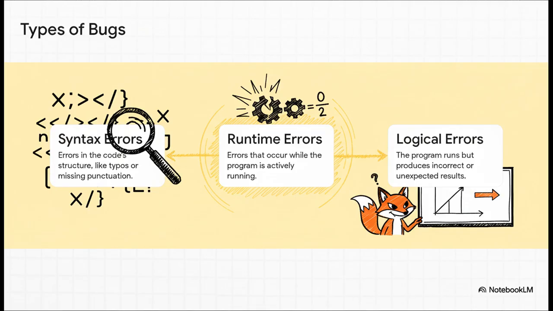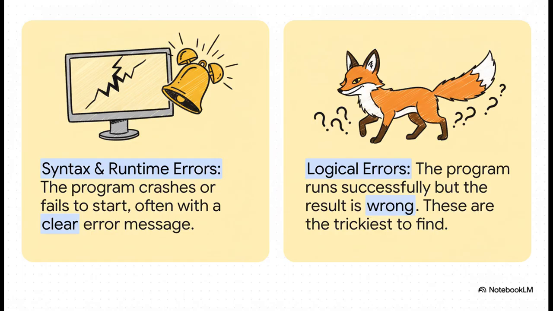And then there are the really tricky ones, logical errors. And here's the huge difference. Syntax and runtime errors, they're loud. They make a scene. The program crashes, and you usually get a nice error message that points you right to the problem. But logical errors? Oh, these guys are the silent assassins. The program runs just fine, no crashes, no errors, but the final result is just plain wrong. This, right here, is where the real detective work begins.